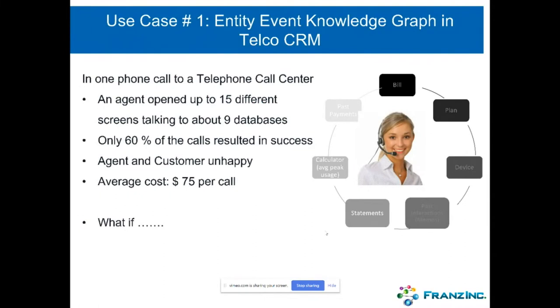So, a little bit of history. The first time we got into this was about 10 years ago when we were working with MDocs. The situation there was that if you had only one phone call to a telephone call center, because you as a customer have a problem with your phone, then an agent on average had to open up 15 different screens that talked to about 9 different databases. So it was a lot of work, and only 60% of these calls resulted in success, even if the call lasted on average 15 minutes. So both the agents and the customers were unhappy. And on average, the cost was about $75 per call. That was way, way too high.